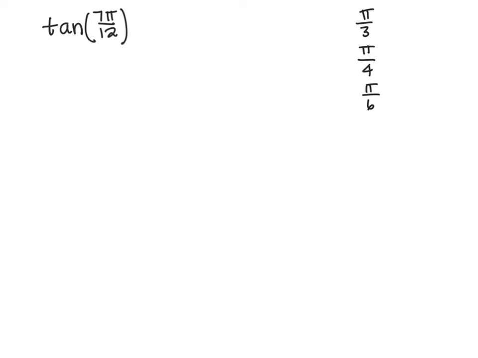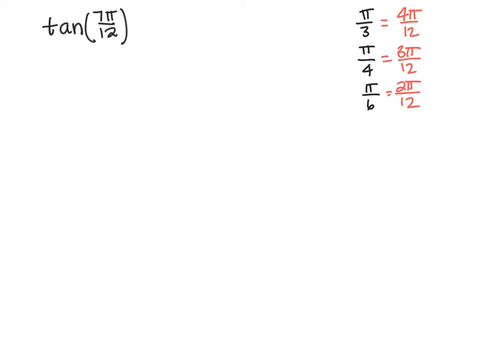So in order to get pi over 12, we need to get a common denominator among these. We know pi over 3 is the same as saying 4 pi over 12. Pi over 4 is the same as saying 3 pi over 12. Pi over 6 is the same as saying 2 pi over 12. So whenever we're doing these sum and difference with radians, you're going to have to be converting to twelfths. So now it's easier to see.